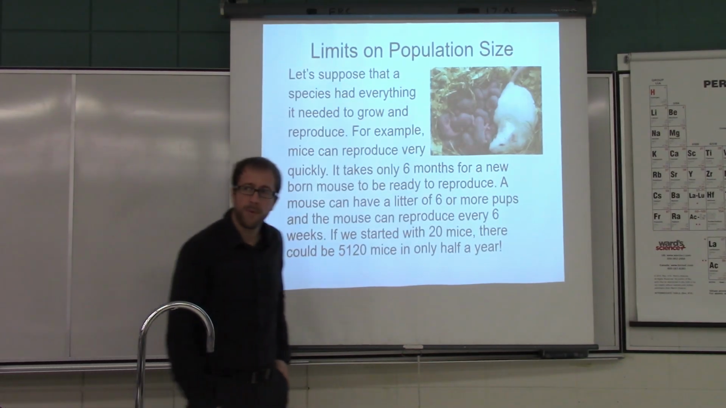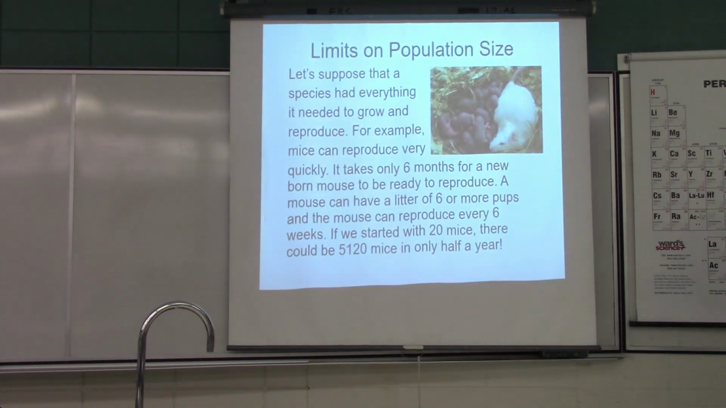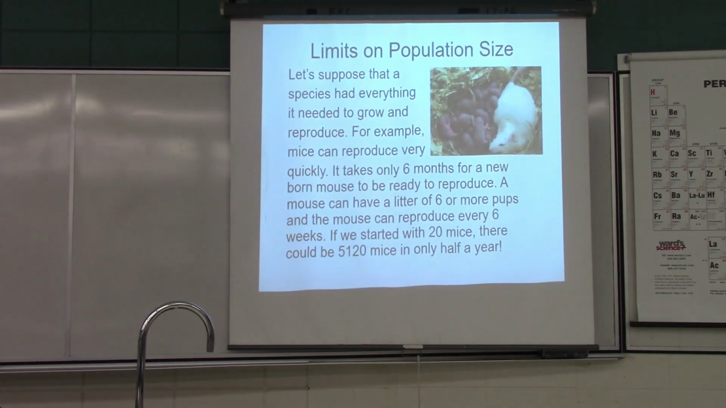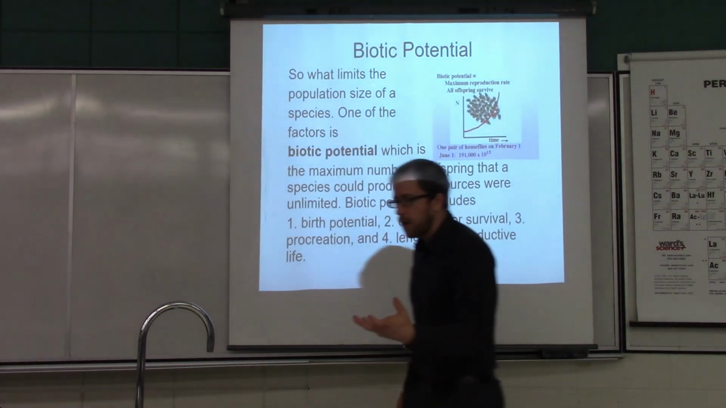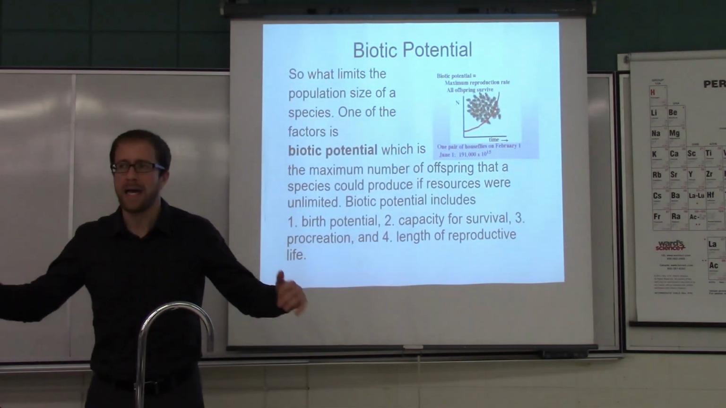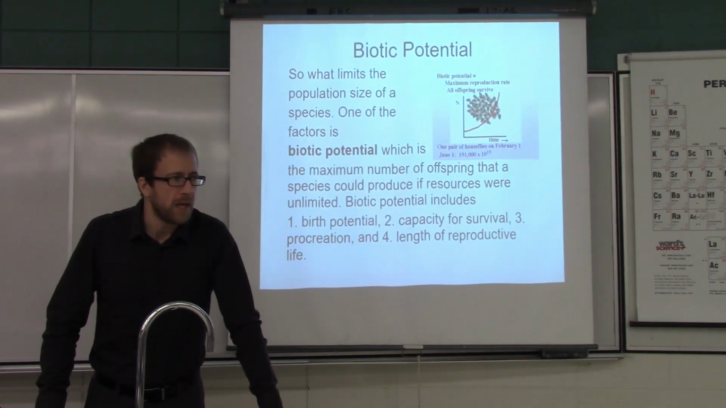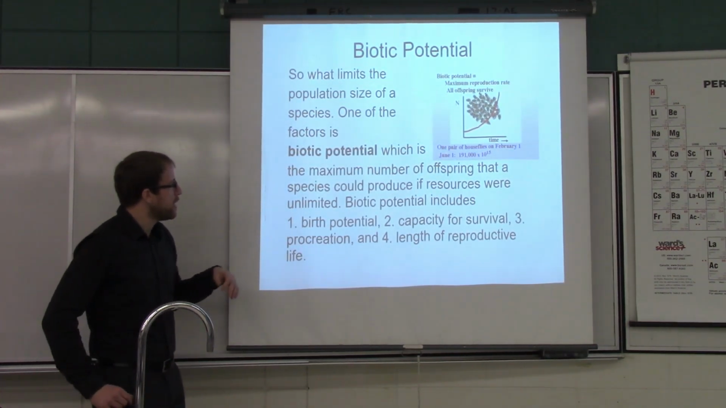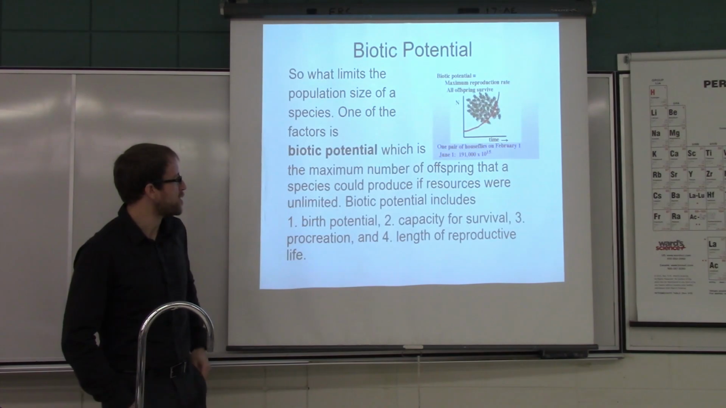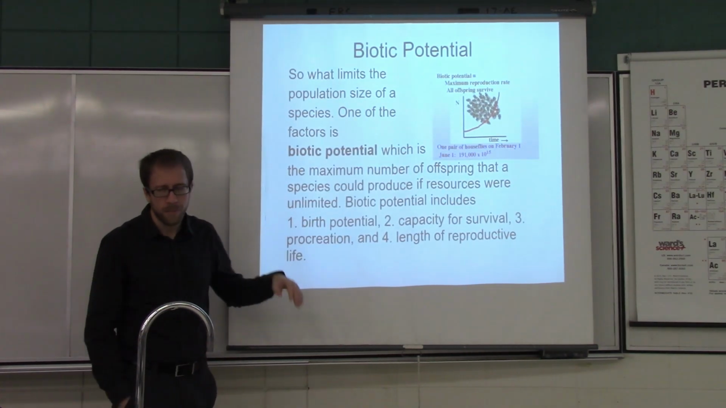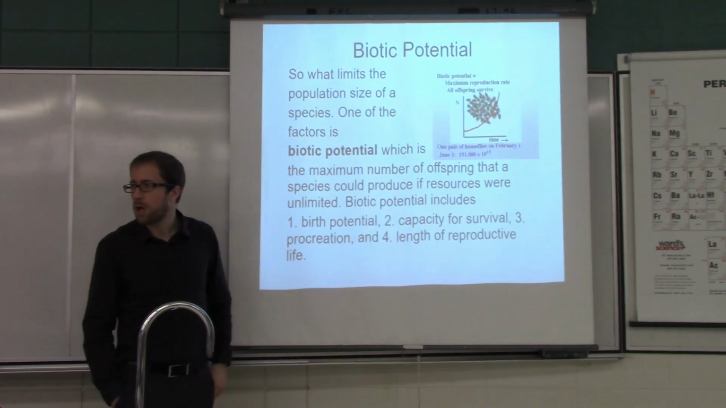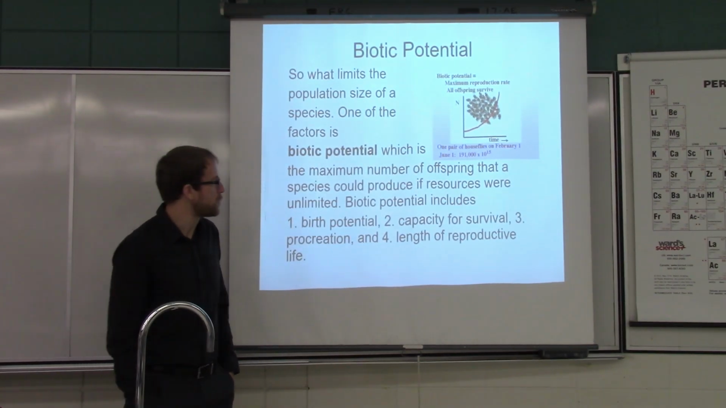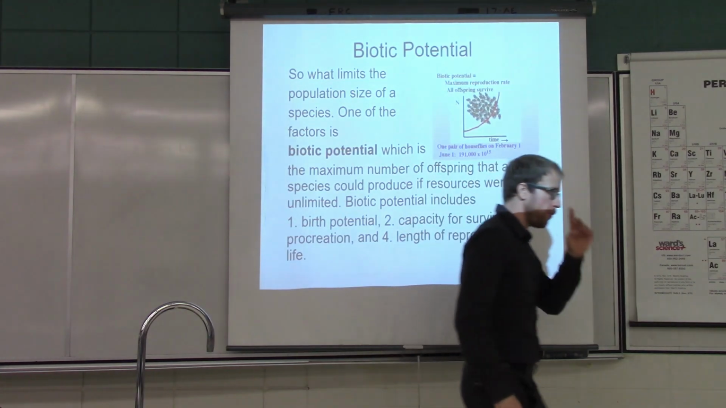That's okay, we're going to talk about a lot of different reasons why right now. So, before we jump into those reasons why, let's talk about how organisms have different strategies for reproduction. So, biotic potential is the maximum number of offspring that a species could produce if resources were unlimited. And this is the maximum number that reach adulthood.